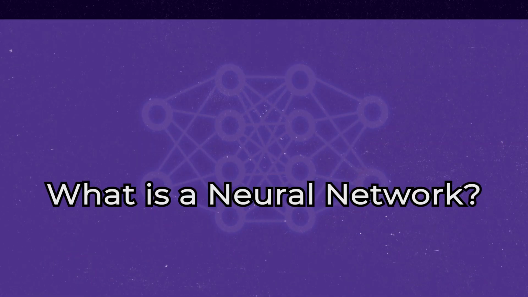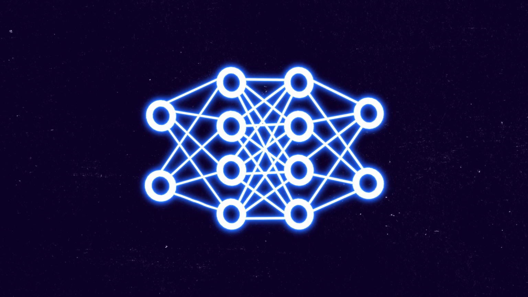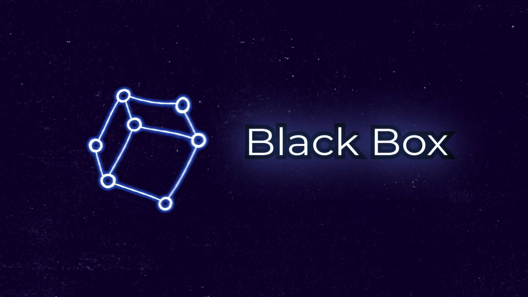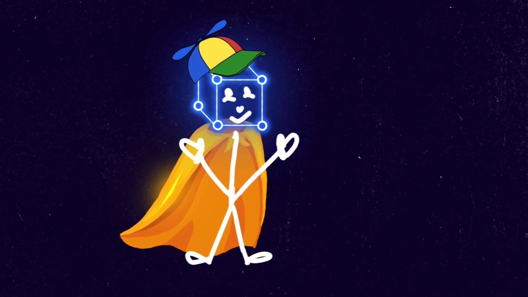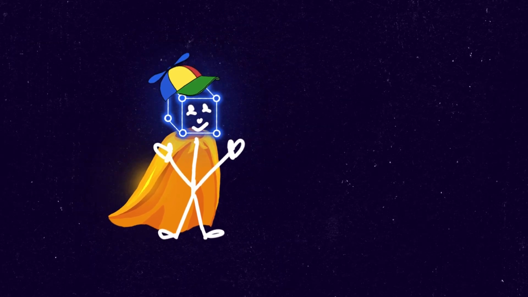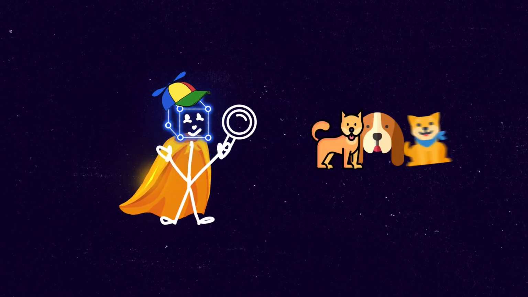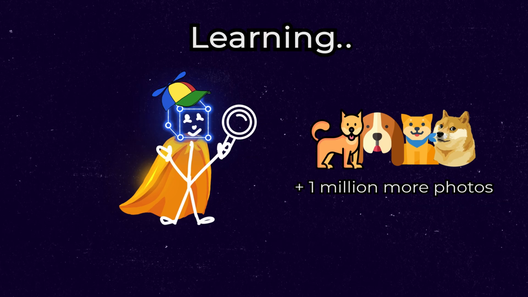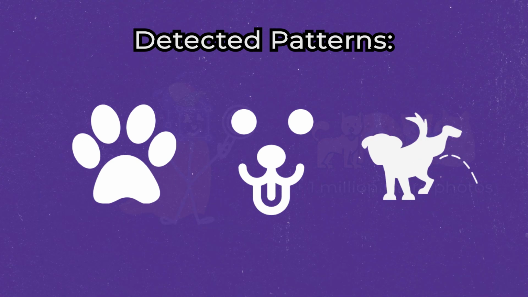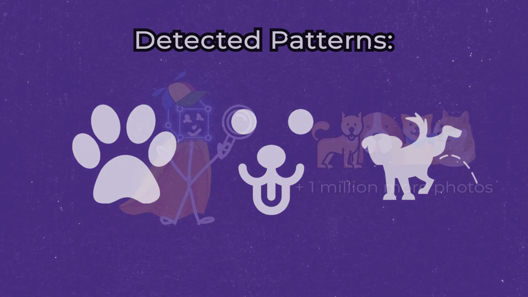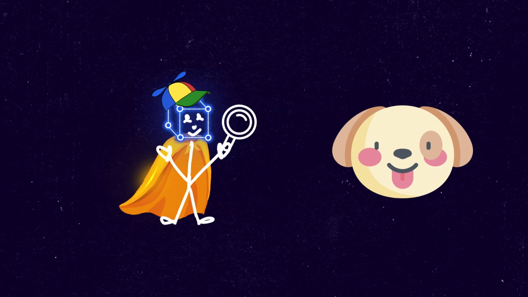Now the $1 million question is, what is a neural network? Now you can think of a neural network as a sort of black box. Now this black box has a superpower. You may be wondering, what is that superpower? Well, the superpower is being able to detect patterns in large amounts of data. Now once we build a neural network that can understand these patterns, we can use it to predict unforeseen data.